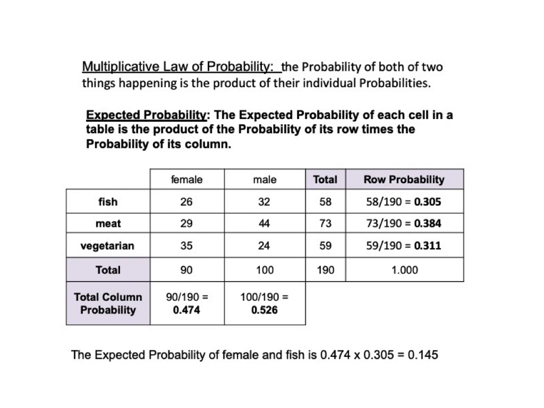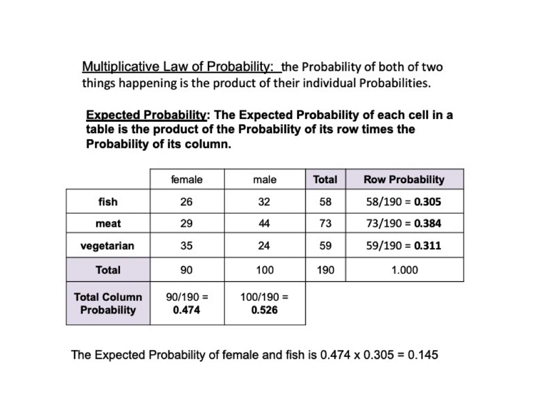In our table of data, each cell is the count of two things being in place. For example, the upper left count represents 26 females who selected a fish. Each of these two things, female and fish, have their own probabilities. The probability of female is the total count of females, that is 90, divided by the count of people polled, which is 190. 90 divided by 190 gives us 0.474. This is the probability of the female column. It is shown at the bottom of the female column in this table.